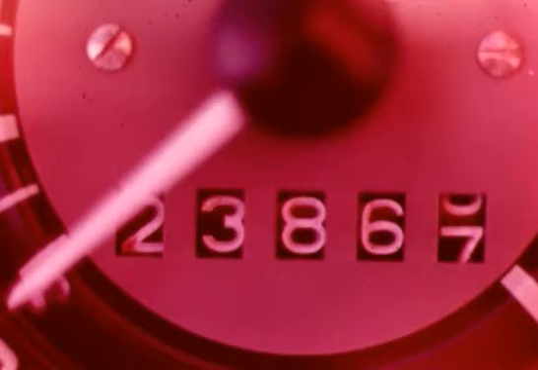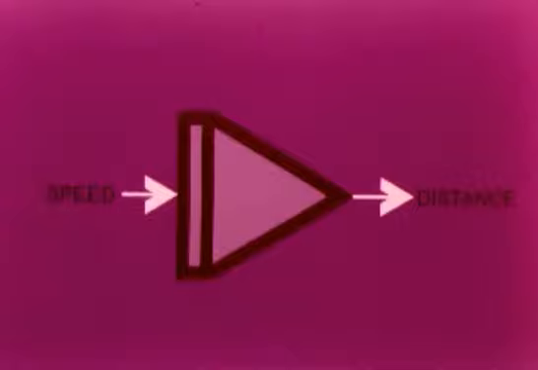An automobile odometer is an integrator. It displays the distance traveled, which is a continuous integration of the speed of the car with respect to time. Similarly, if a voltage proportional to speed enters an analog integrator, the output will be a voltage proportional to distance traveled.